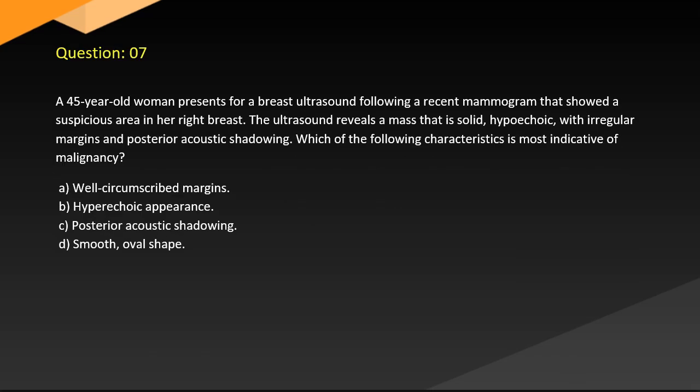Question 7. A 45-year-old woman presents for a breast ultrasound following a recent mammogram that showed a suspicious area in her right breast. The ultrasound reveals a mass that is solid, hypoechoic with irregular margins and posterior acoustic shadowing. Which of the following characteristics is most indicative of malignancy? A. Well-circumscribed margins. B. Hyperechoic appearance. C. Posterior acoustic shadowing. D. Smooth, oval shape.